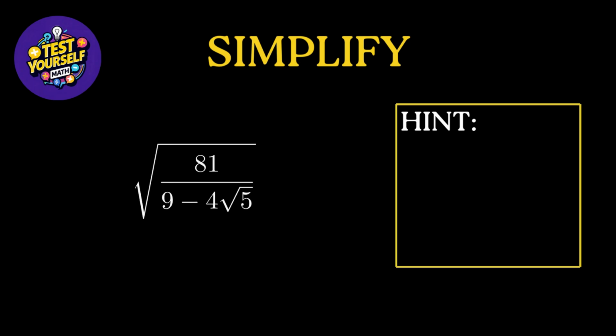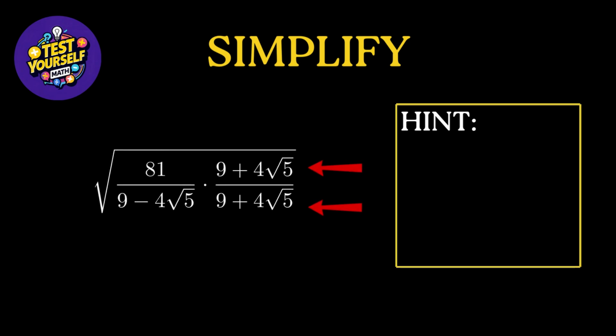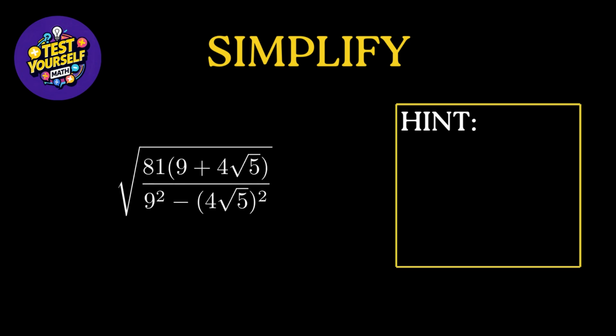To remove it, we multiply the numerator and denominator by the conjugate, which is 9 plus 4 root 5. This step does not change the value of the expression, it only changes its form. Now multiply the denominator using the identity (a minus b)(a plus b) equals a squared minus b squared. This gives 9 squared minus (4 root 5) squared.